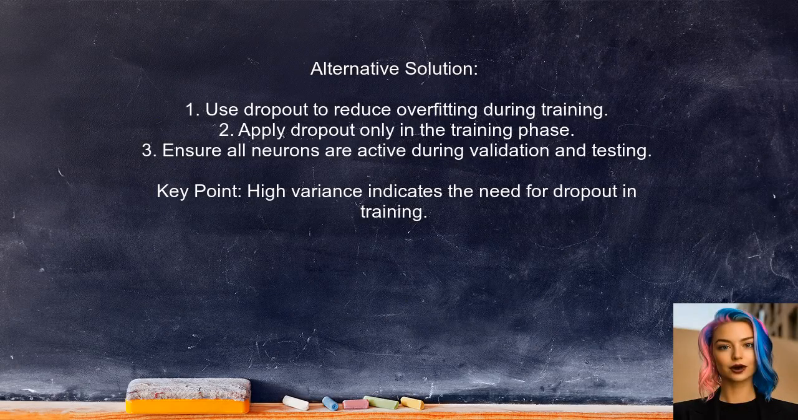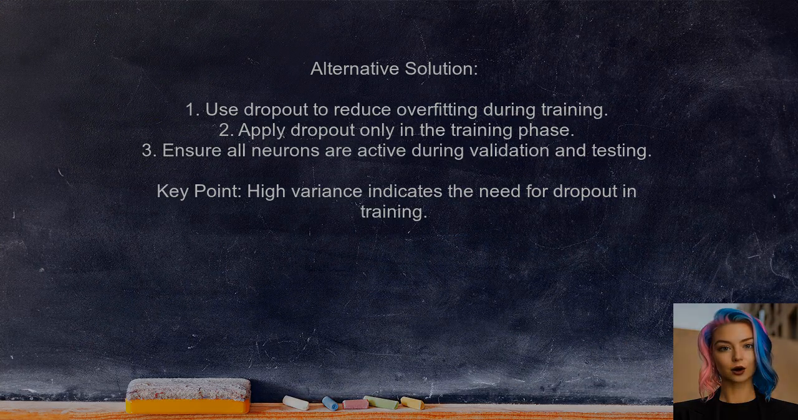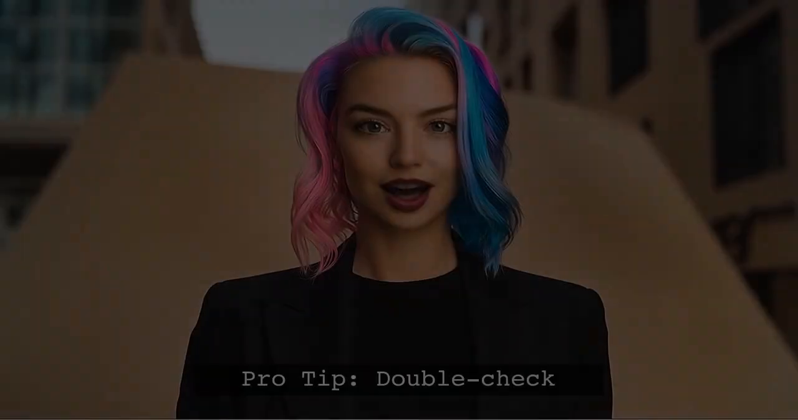This user explains that dropout is used during training to reduce overfitting by acting as a regularization parameter. They emphasize that if your model shows high variance, meaning a significant difference between training and validation accuracy, you should apply dropout only during training. This is because during validation and testing, you need to ensure all neurons are active to accurately assess the model's performance. Here's a pro tip.